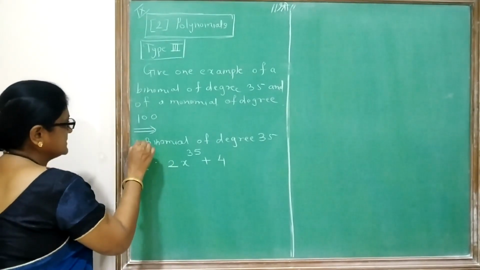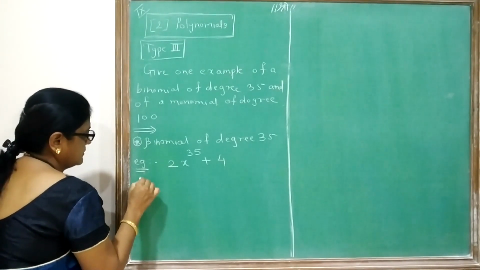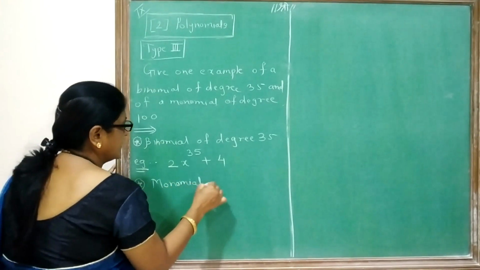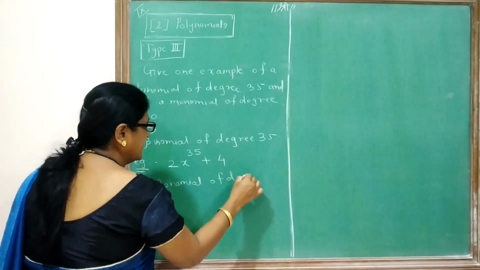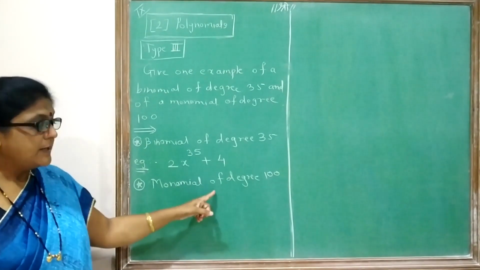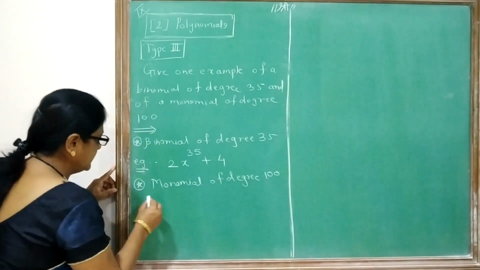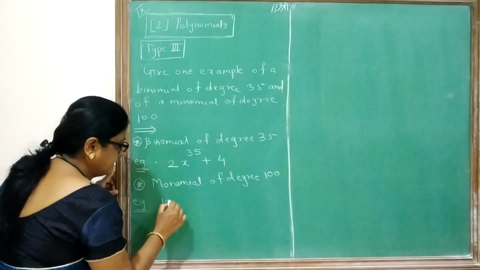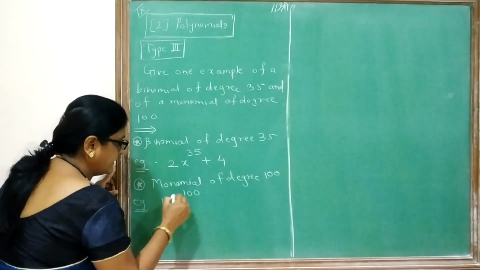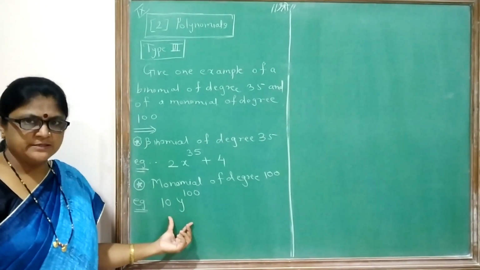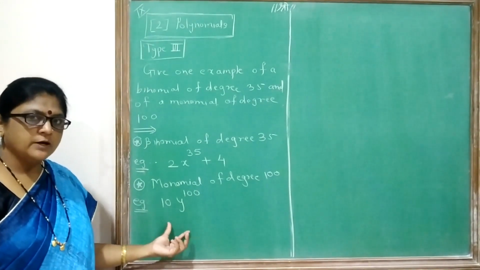Then second is a monomial of degree 100. For monomial of degree 100, you will write, for example, 10y raised to 100. Here only one term is present.